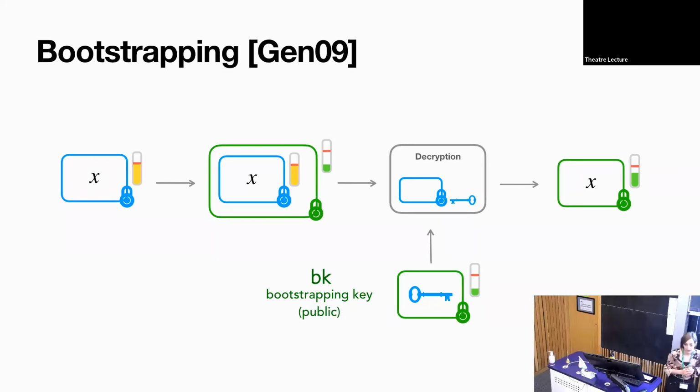Okay, may I continue? So, last observation on bootstrapping. It's a very nice operation. It solves the noise problem, but it's very, very inefficient because you're evaluating homomorphically the decryption circuit. So it's very, very inefficient.